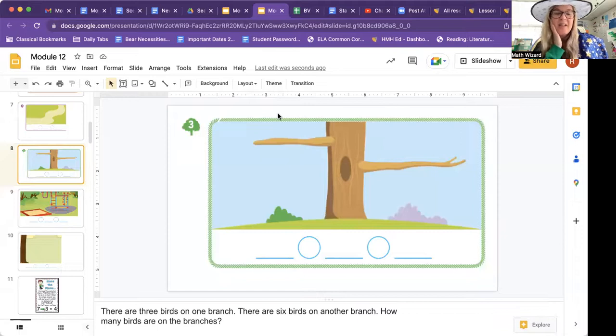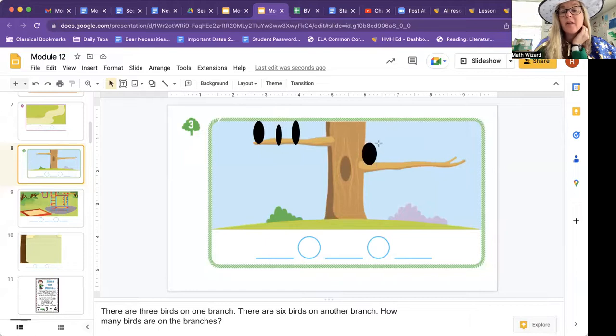Okay, here we go. There are 3 birds on one branch. There are 6 birds on another branch. How many birds are on the branches? Let's do it again. There are 3 birds on one branch. All right, just going to put ovals for my birds. 3 birds on one branch. There are 6 birds on another branch.